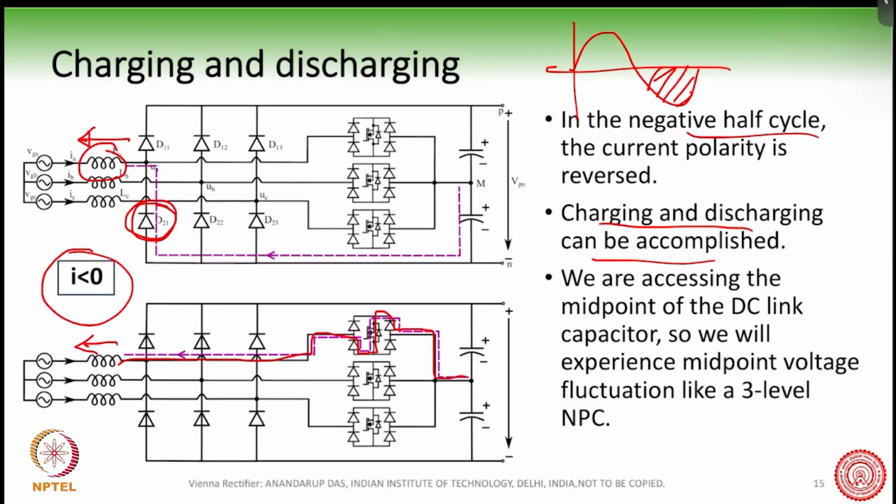One more thing that we must emphasize is, like in an NPC, we are basically accessing the midpoint of the DC link capacitor, right? So we will experience a midpoint voltage fluctuation like a 3-level NPC. This is going to happen because the current is flowing in or out of the midpoint voltage.